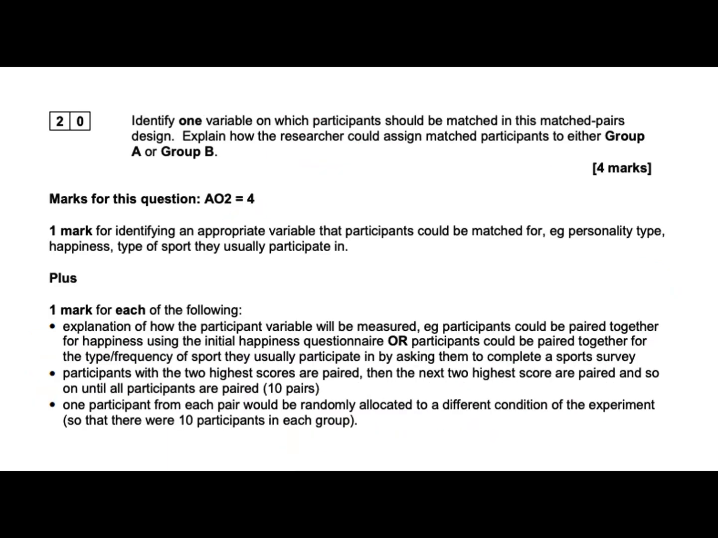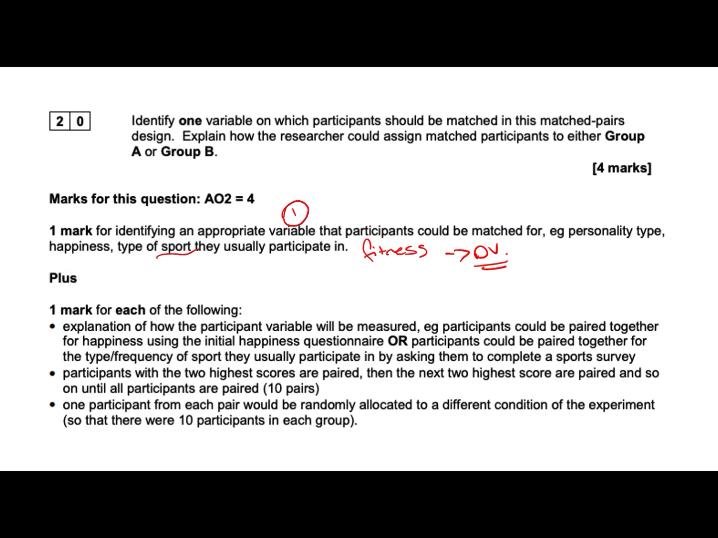Okay, number 20, identify 1 variable on which participants should be matched in this matched pairs design. I was so pleased to see so many of you get full marks for this because you followed the procedure that we looked at in the first week of this term. So 1 variable could have been personality. Some of you said introversion, extroversion, prior levels of happiness, type of sport they usually play, or fitness. Because all of these are going to have a direct effect on the DV, which is happiness as a result of doing sport. So you got 1 mark for identifying that appropriate variable to match participants on.